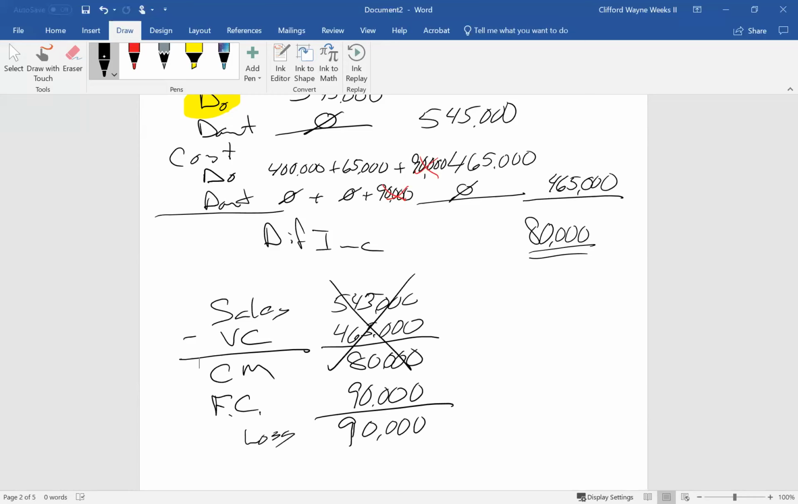And so one of the quick ways to determine which one you should do would be to say, hey, does it have a positive contribution margin? If it does, then do not discontinue that segment or that product. Does that make sense?